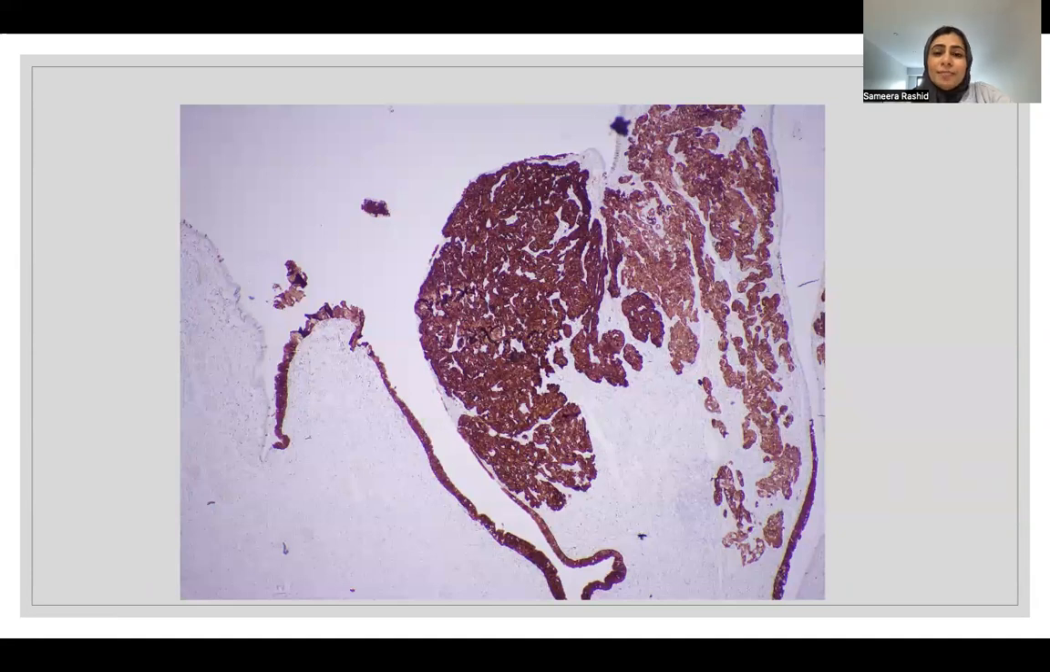P16 is positive in high-grade serous carcinoma. However, it is not required for diagnosis. In this case, it is positive in the in situ component as well as the carcinoma.